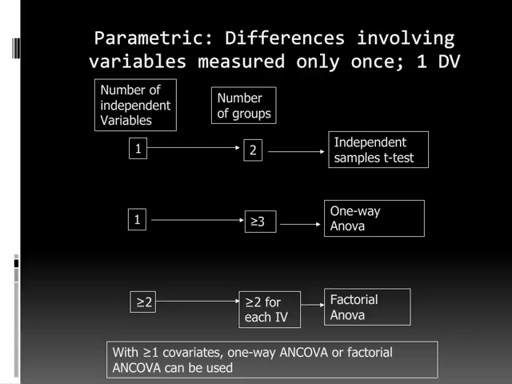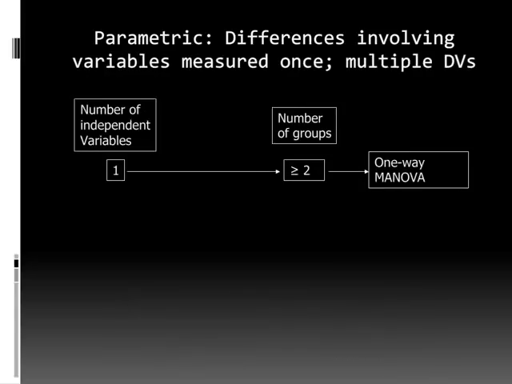In the one-way ANOVA and factorial ANOVA examples above, if you had one or more covariates, then one-way ANCOVA or factorial ANCOVA can be used. We will now examine which tests are most appropriate if you have variables which are only measured once, but multiple dependent variables. If you have one independent variable with 2 or more groups and multiple dependent variables, you would run a one-way MANOVA. A research example of when it would be most appropriate to use a one-way MANOVA to analyze the results is as follows.